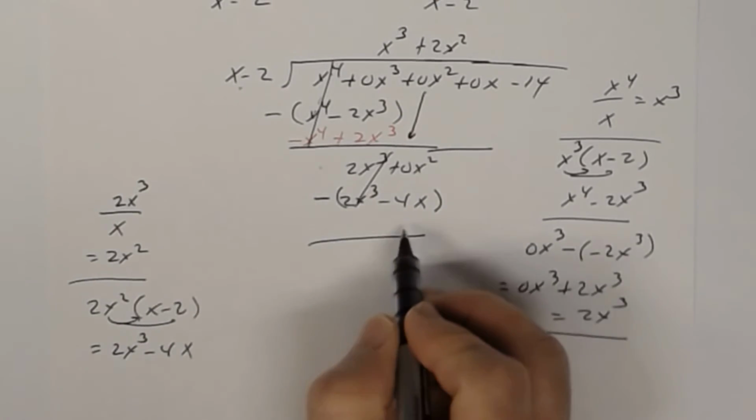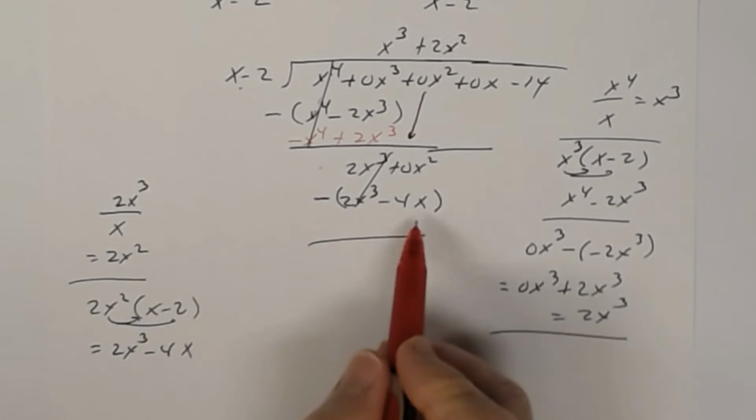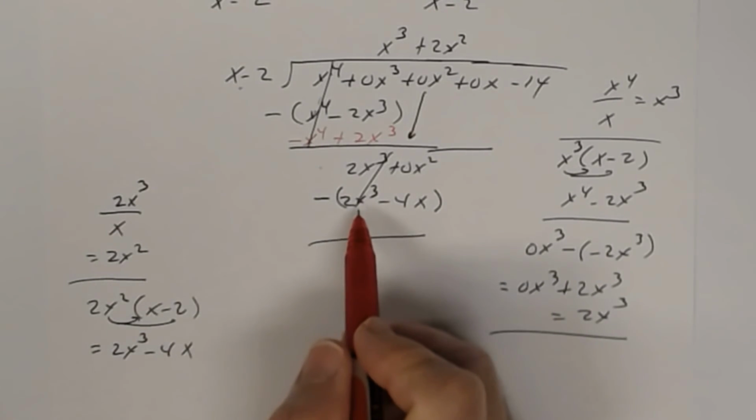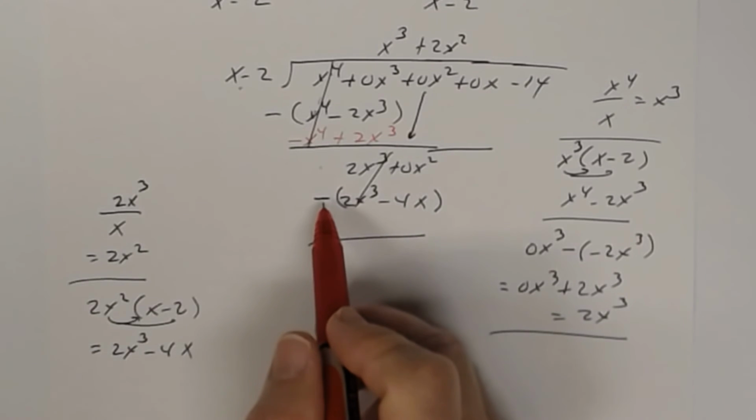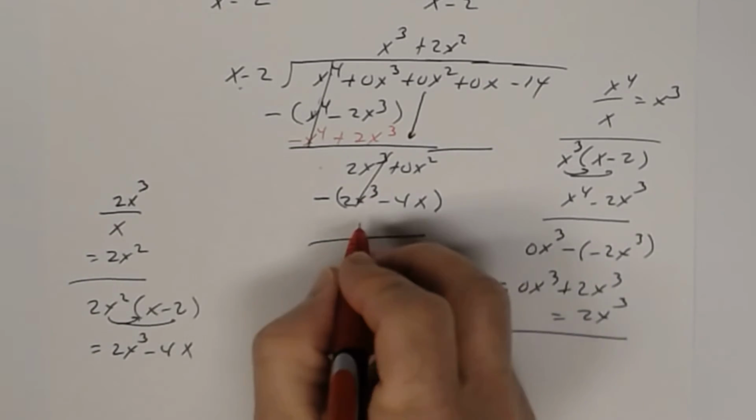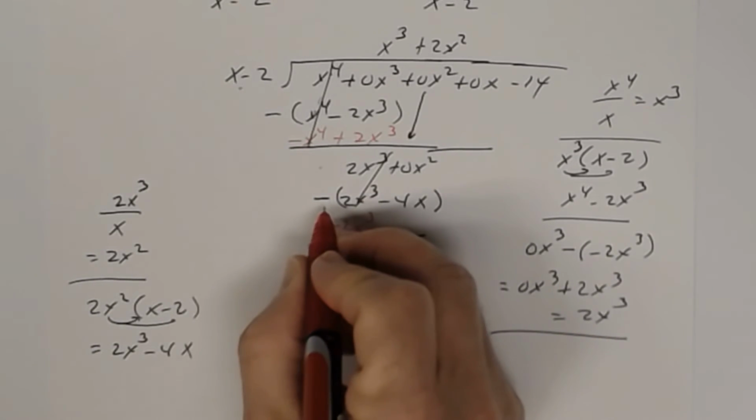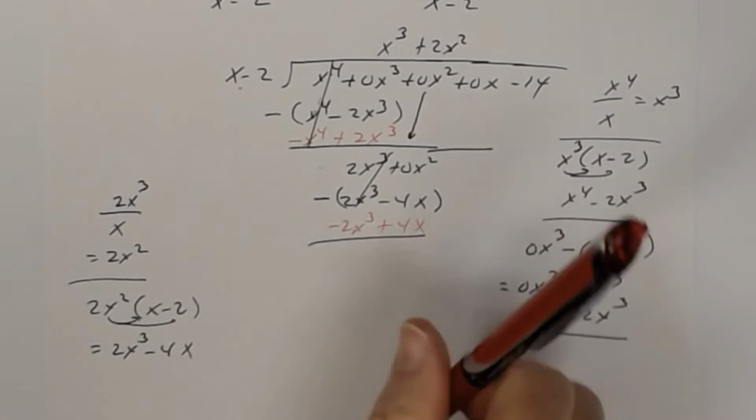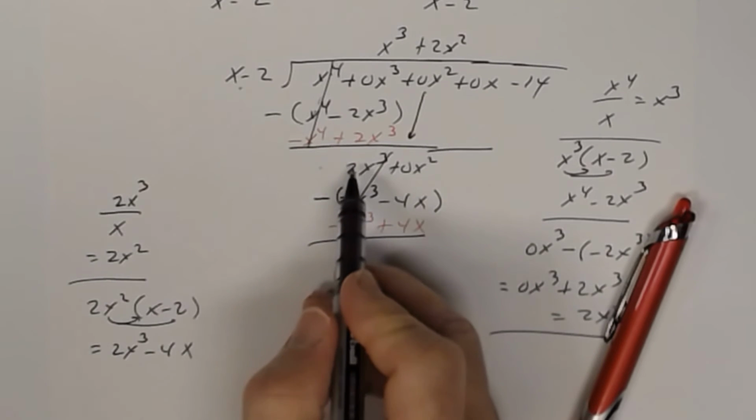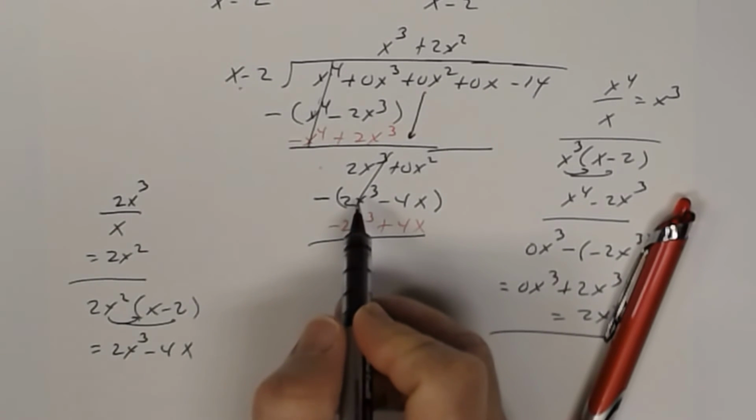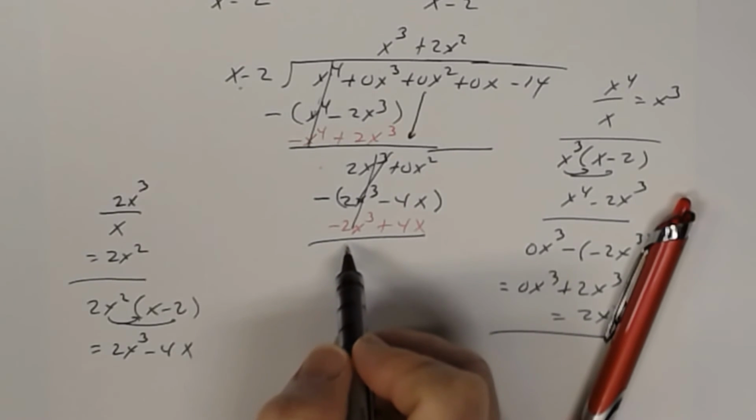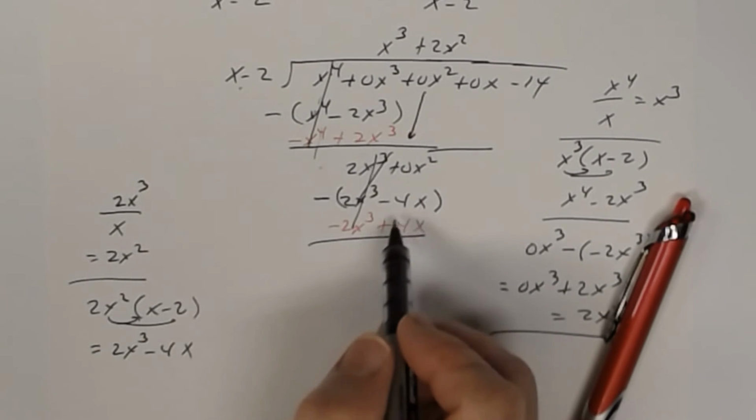Okay, so if you need to, in red, or whatever color you want to use, it helps to actually write out the equivalent expression. The opposite of 2x cubed is a negative 2x cubed. The opposite of a negative 4x is a positive 4x. So 2x cubed minus 2x cubed means the same thing as 2x cubed and a negative 2x cubed, which is 0. So 0.